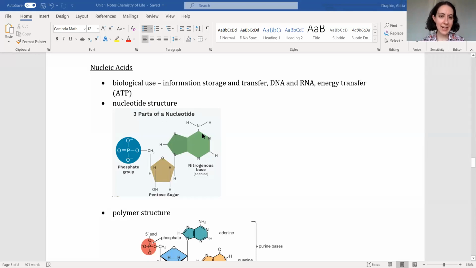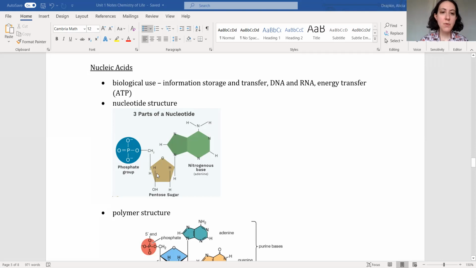So every nucleotide has three parts. It has the phosphate group. Phosphate, this is a chemistry thing. Whenever I see "ate" at the end of something, I think oxygen. So phosphate means phosphorus with oxygen. Nitrate means nitrogen with oxygen. Sulfate is sulfur with oxygen. So that's the phosphate group.